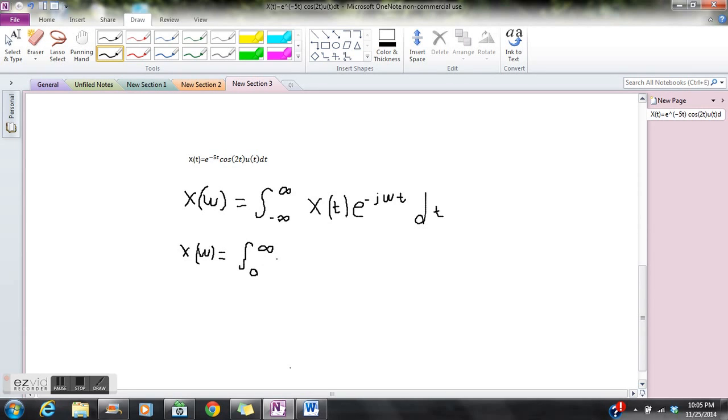All right, so now we're going to change our limits of integration to zero to infinity because of the unit step. Since it's evaluated at just t, it shifts our function to zero. I'm going to write up the next step where I'm plugging in our x of t.